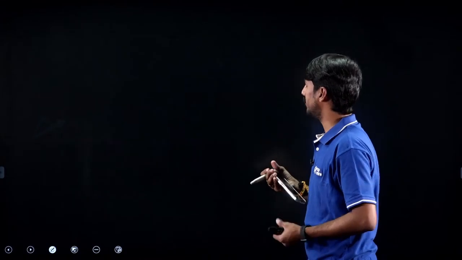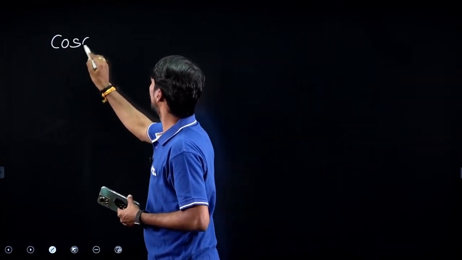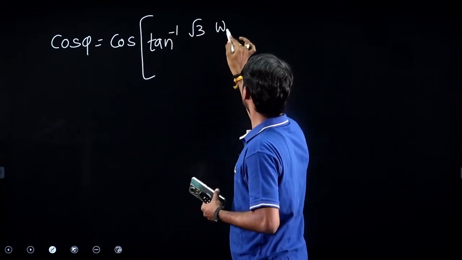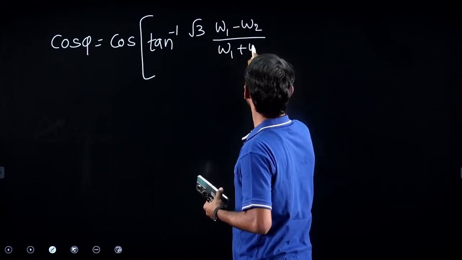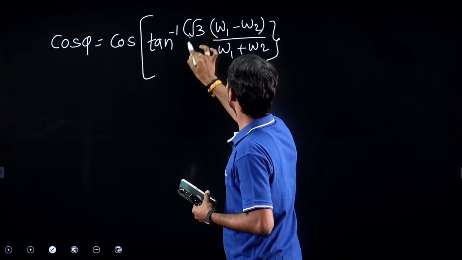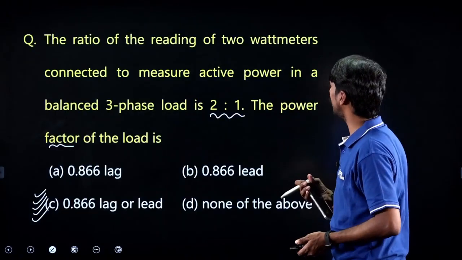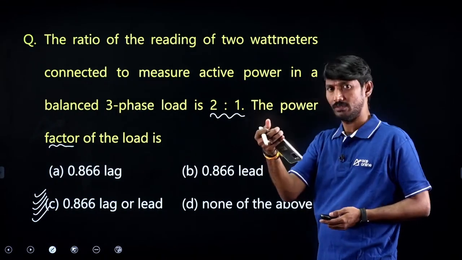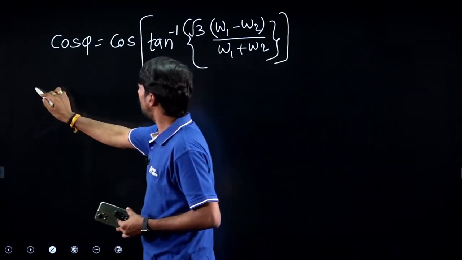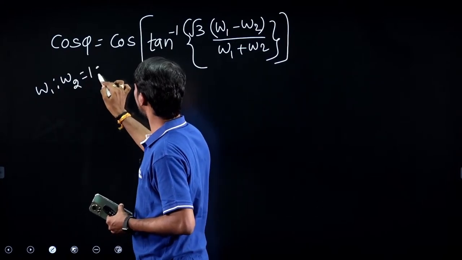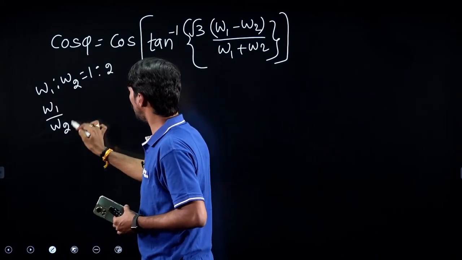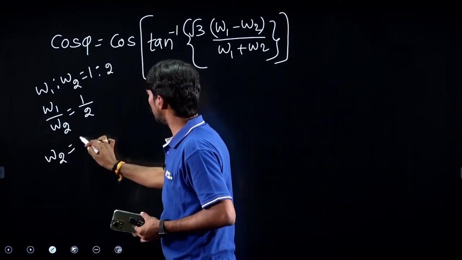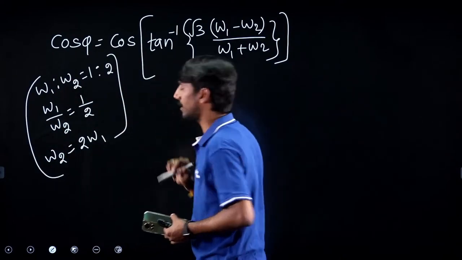Let us have the corresponding solution. What is the power factor formula? Cos phi is equal to cos of tan inverse root 3 times (W1 minus W2) by (W1 plus W2). What relation has he given? Ratio of the wattmeters is 2:1. Durga Prasad, I'll come to you, just let me explain this. W1:W2 is 1:2, nothing but W1 by W2 is 1/2, so W2 is equal to 2W1. Indirectly, this is the data he has given.